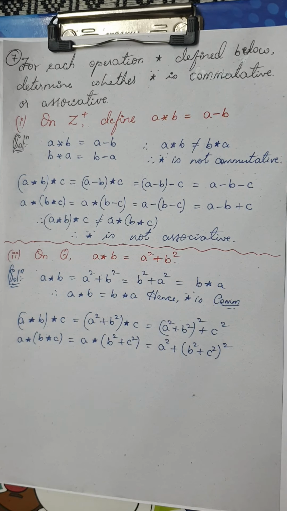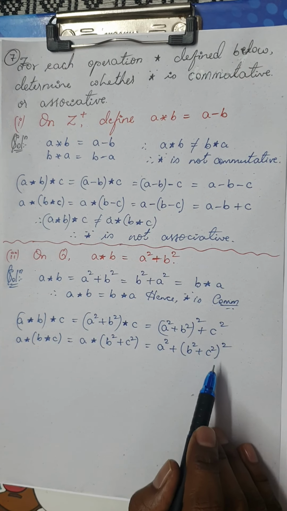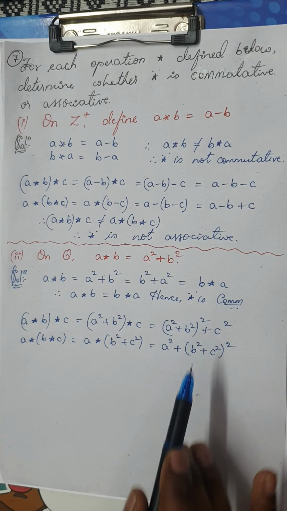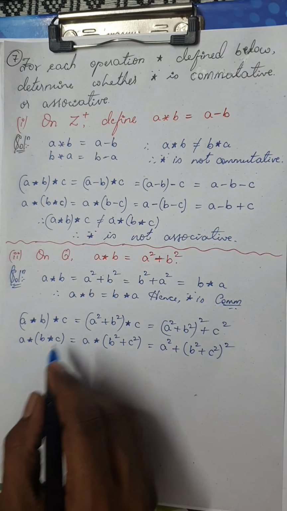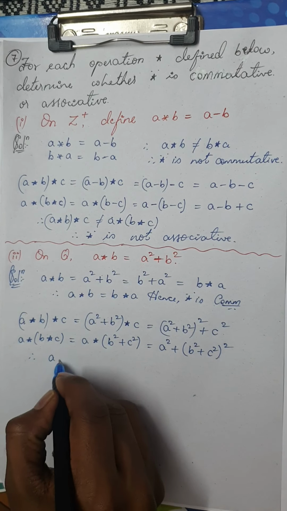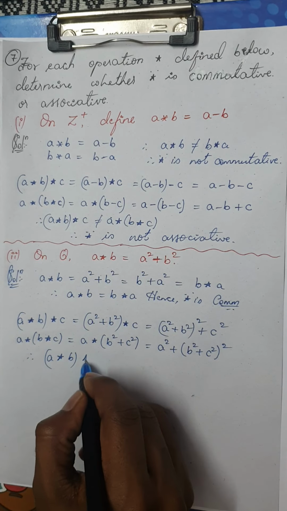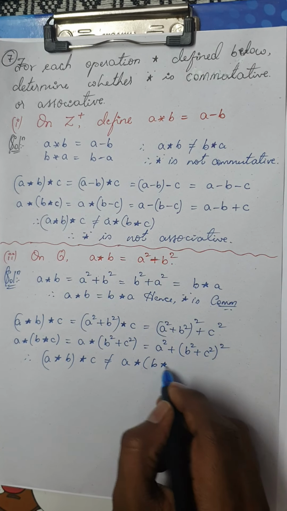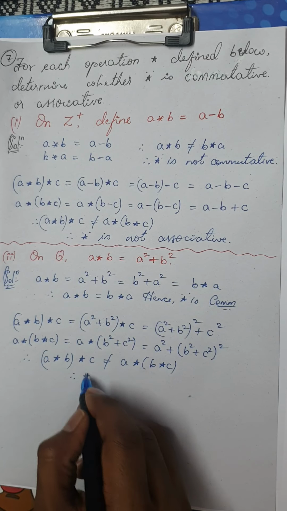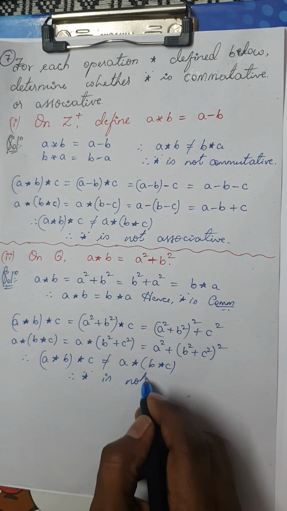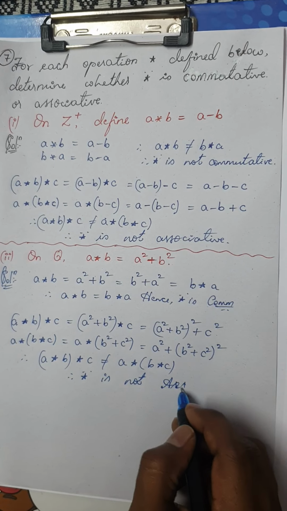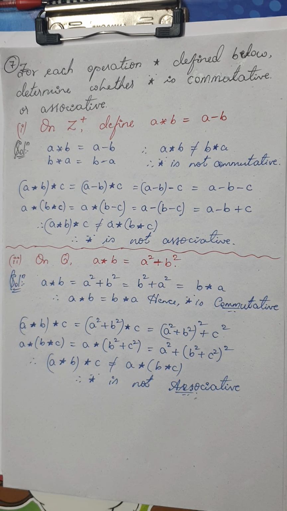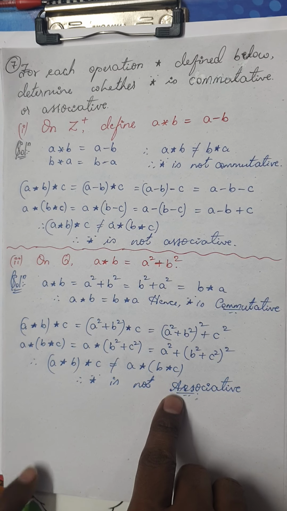Now, yes Prashant, can you tell me, are they both the same? They are not the same, because here it is (A square plus B square) whole square, but here I have (B square plus C square) whole square. Therefore, I can write (A star B) star C is not equal to A star (B star C). Therefore, star is not associative. So this is the final answer for this question.